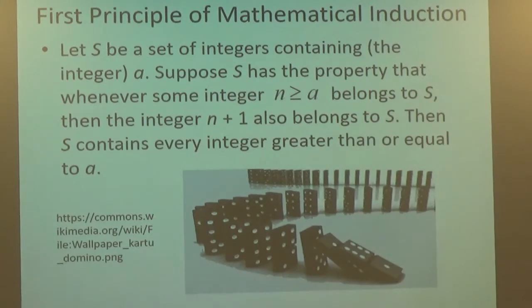Okay. It's equivalent to the well-ordering principle in your book. The fact that every set of positive integers has a smallest element.